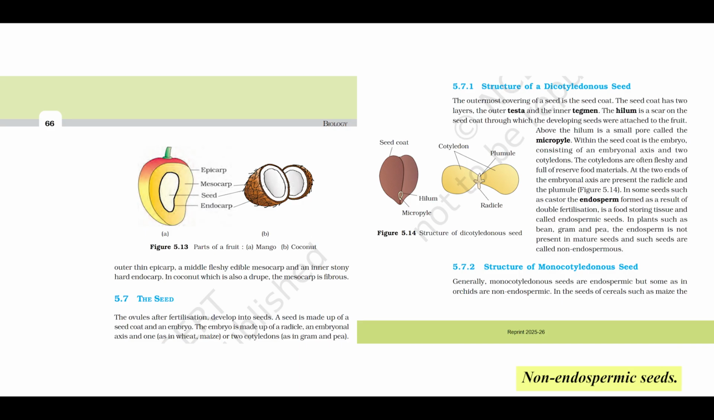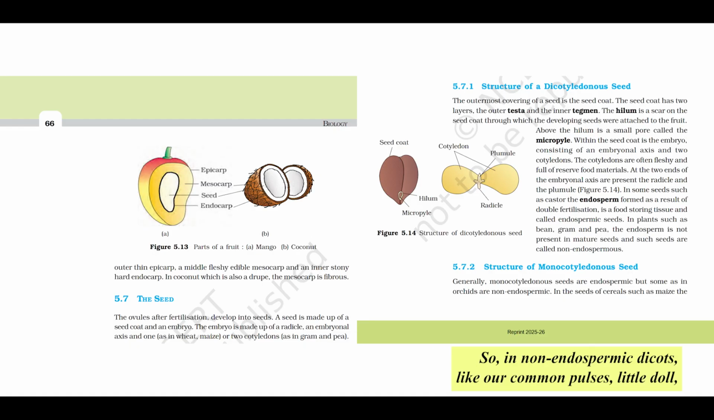Non-endospermic seeds. In many other dicot plants like bean, gram, and pea, the endosperm is not present in the mature seed. Why? Because during seed development, the food reserves from the endosperm are completely absorbed and transferred into the cotyledons themselves. The cotyledons then become thick, fleshy, and the primary storage units.